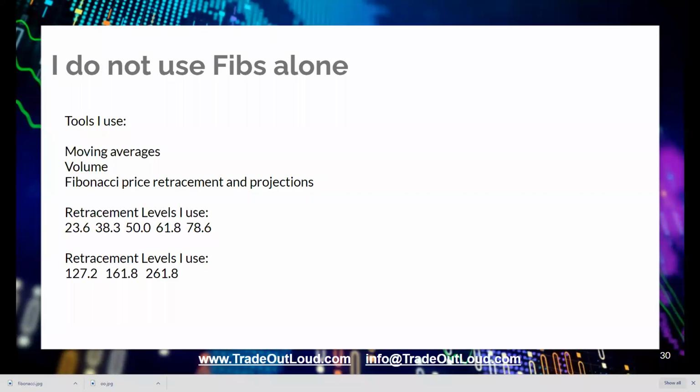I use Fibonacci price retracements and projections. The retracement levels that I use, 23.6, 38.3, 50%, which is not a fib, but it's just a measurement from swing high to low, 61.8, 78.6%. And I use extension levels of 127.2, 161.8, and 261.8.